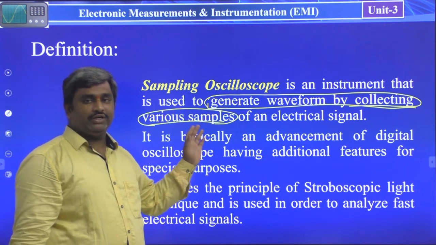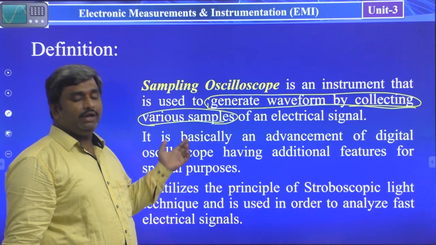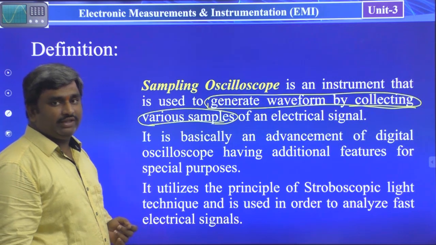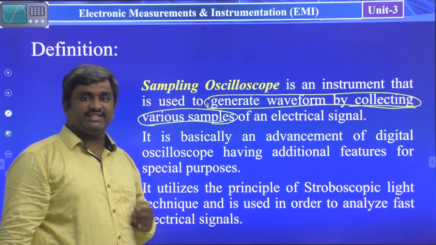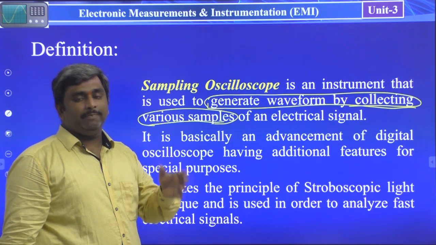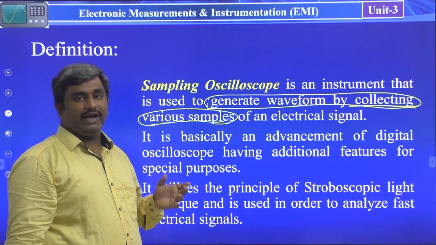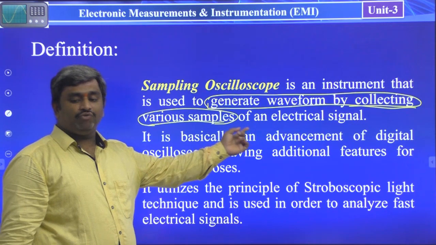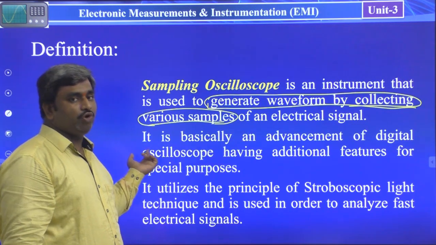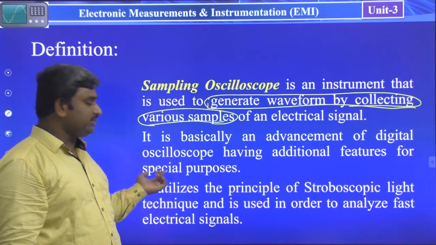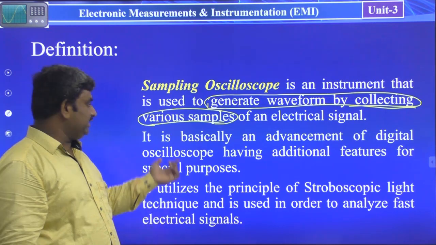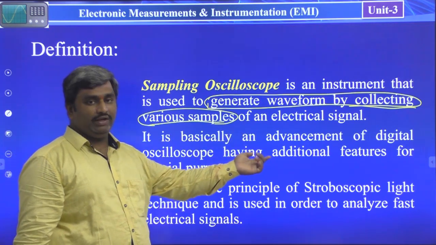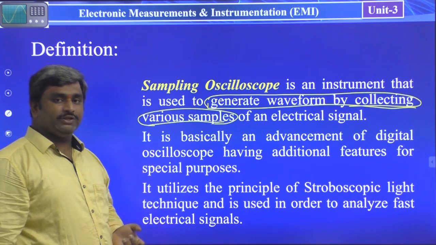It generates a display by collecting various samples of the input signal. So it will take a continuous signal and sample the information. The sampled data it is going to display. It is basically an advancement of the digital oscilloscope, having additional features for special purposes.